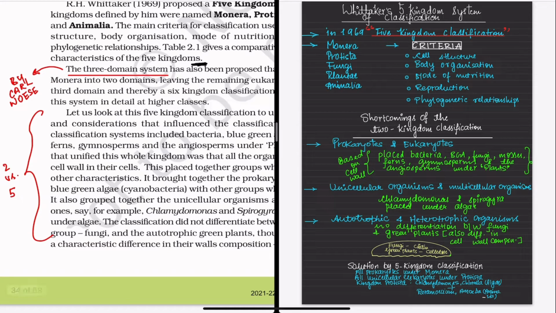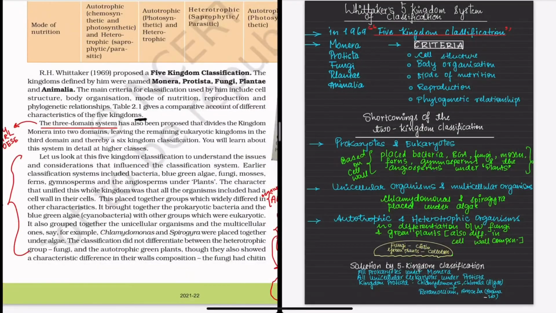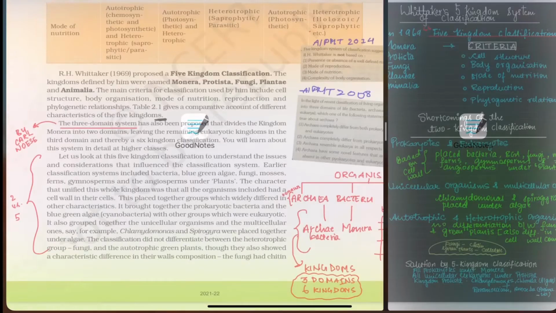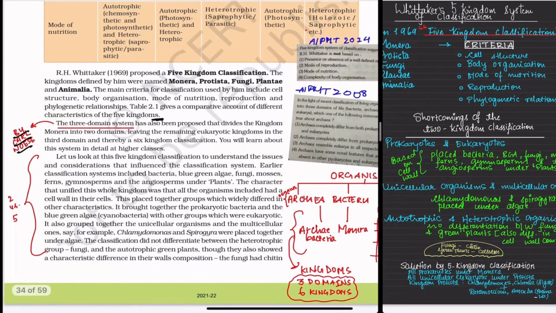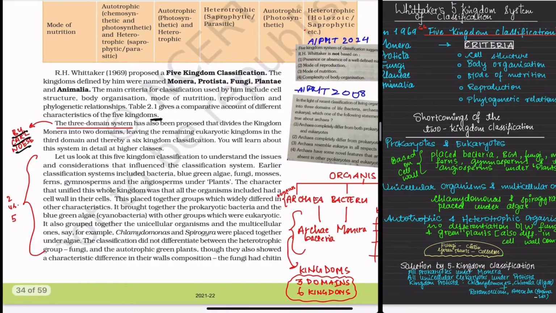The three domain system has been proposed by Carl Woese. I think I had said it wrongly in the previous video, so it is not what I said, it was Carl Woese. It doesn't matter whether it was that or Carl Woese, because it will not be asked in our exam, because it is not given in NCERT. You can remain assured that it will never be asked in the exam.